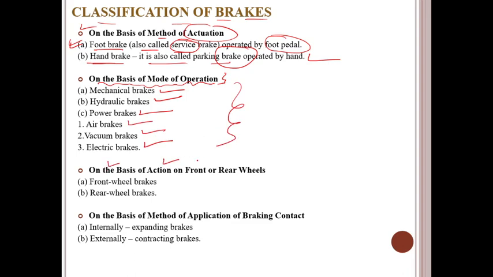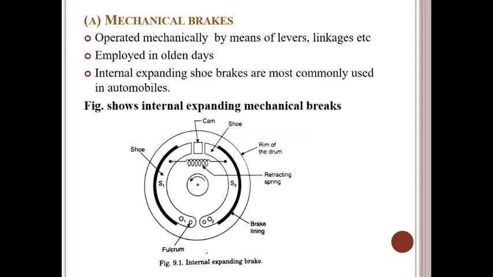On the basis of action on the front or rear wheels, one is the front wheel brakes, and second is the rear wheel brakes. On the basis of method of application of braking contact, one is the internally expanding brake, and second is the externally contracting brake. So this is the third classification.